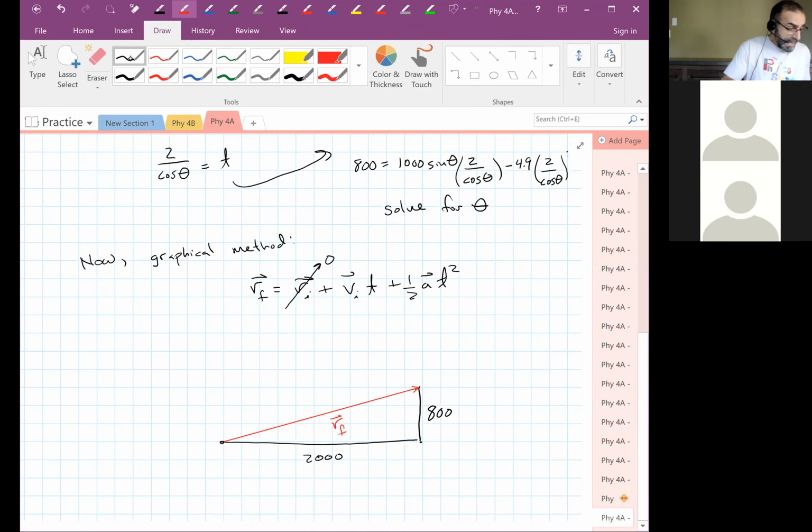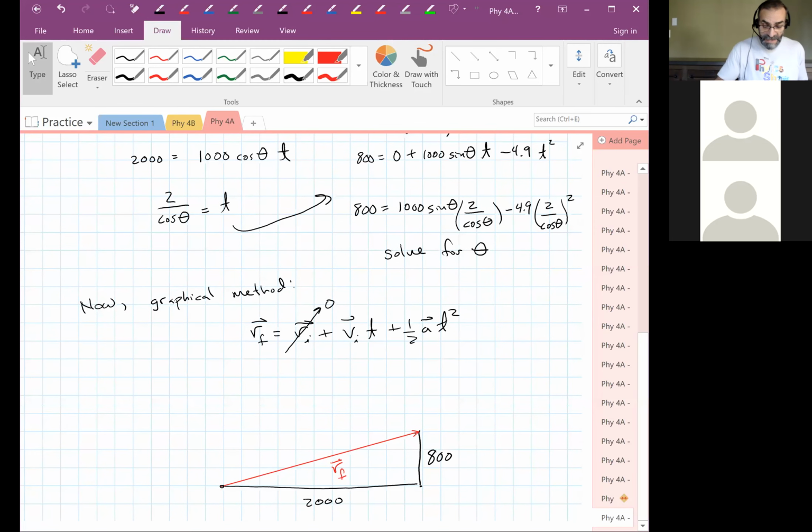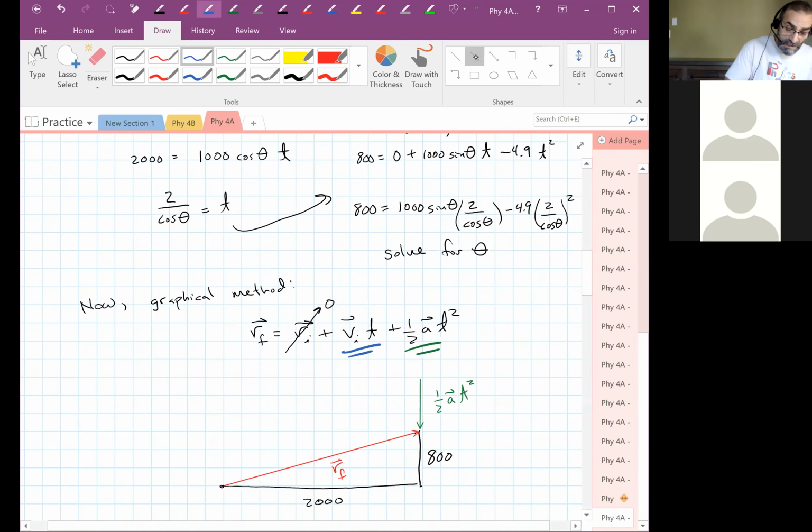And I know I have to add two vectors to get to that. V initial times time, and 1/2 at squared. And where does the direction come from? It comes from V initial and from A. And I know my A points straight down. So this one is going to give me a vector over here that points something like this. So that's going to be my 1/2 at squared. I'm not drawing anything to scale here. I'm not sure exactly what it's going to look like. But and this one is this vector.